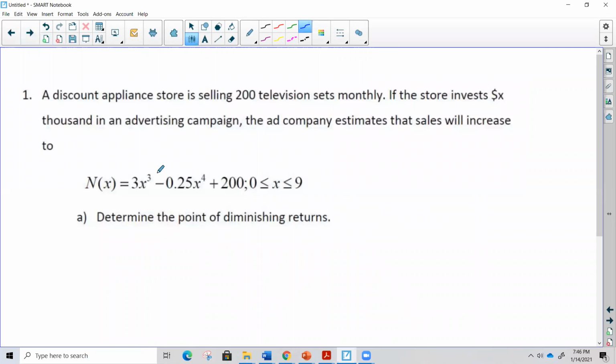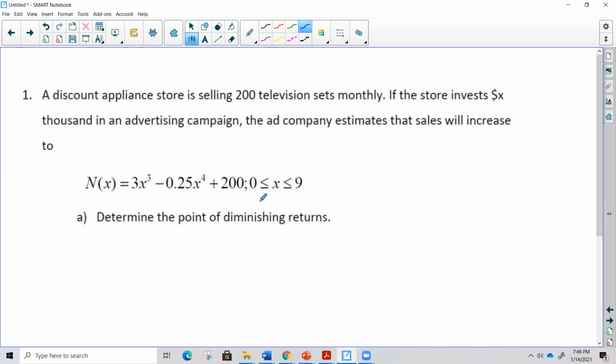So let's look at an example. This is from the packet. It's on page 17 from Unit 2 packet. So it says a discount appliance store is selling 200 television sets monthly. If the store invests x thousand in an advertising campaign, the ad company estimates that sales will increase to, and this is my function. So this is the function for our sales. And so we have N of x equals 3x cubed minus 0.25x to the fourth plus 200.